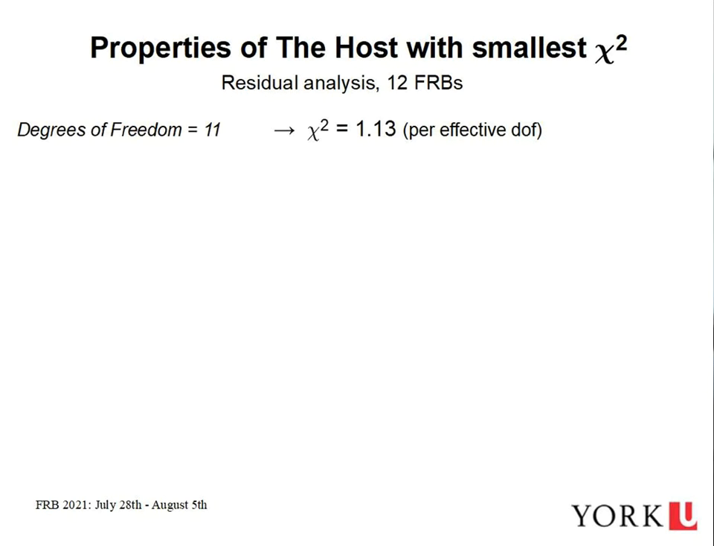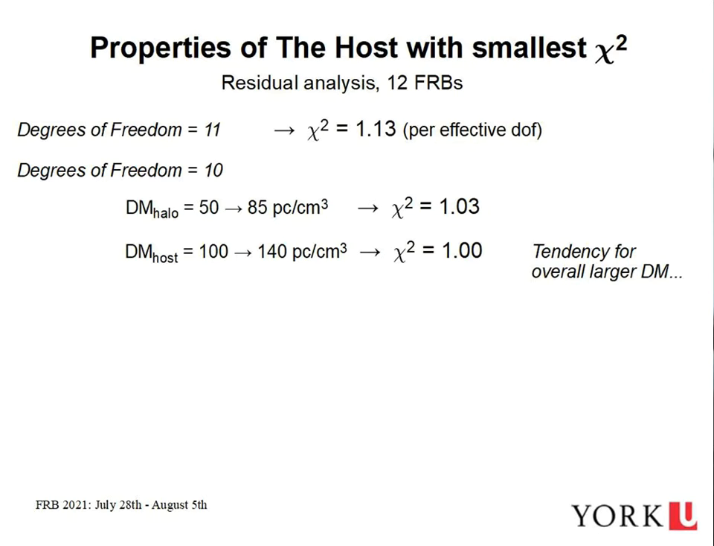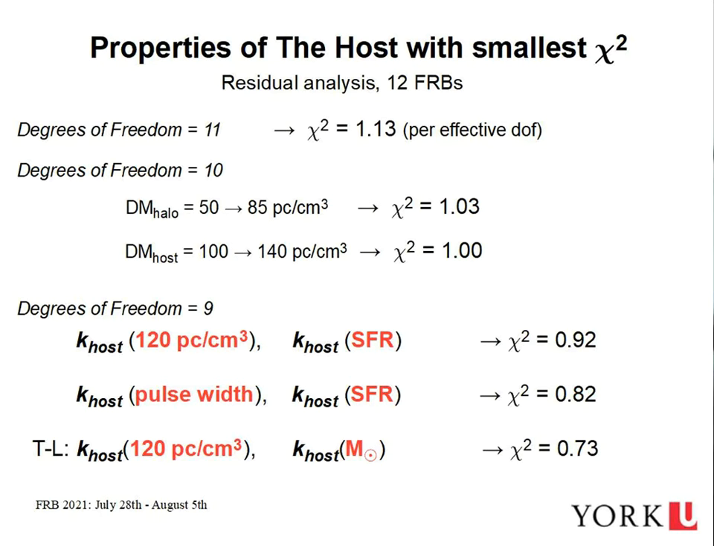Without any adjustable parameter, the chi-squared value is 1.13. When we add one adjustable parameter, we see that in general, in this analysis, there is a tendency to an overall larger dispersion measure. By adjusting two parameters, we get chi-squared is 0.92, or even better, if the pulse width of the FRB and the star forming rate are considered, then chi-square is reduced to 0.82.